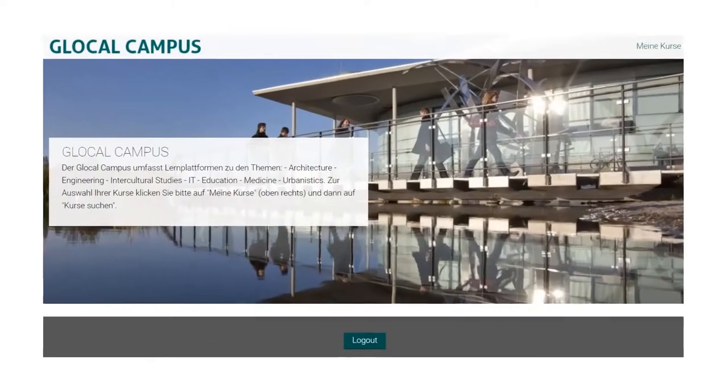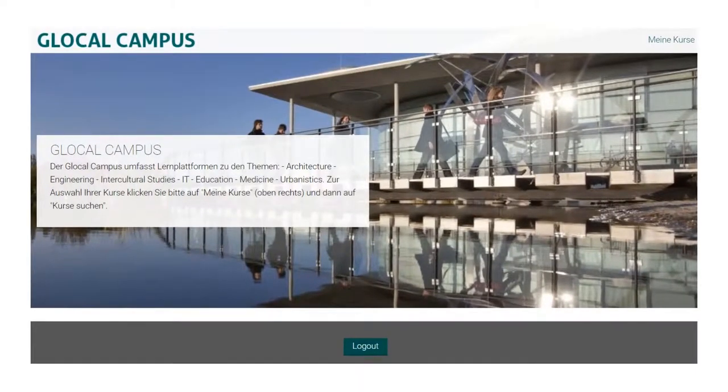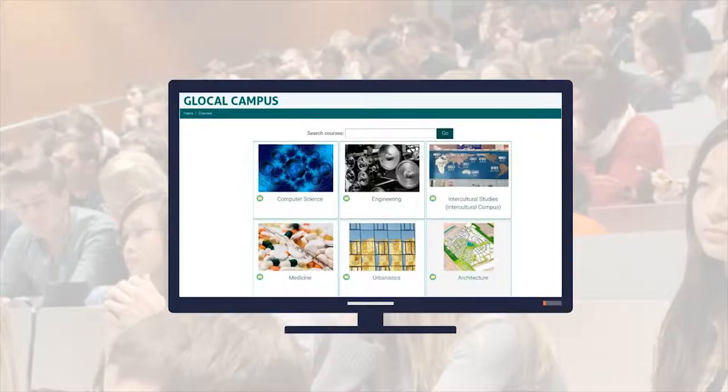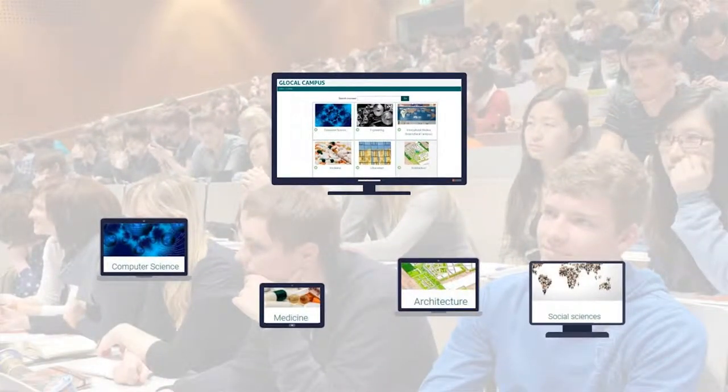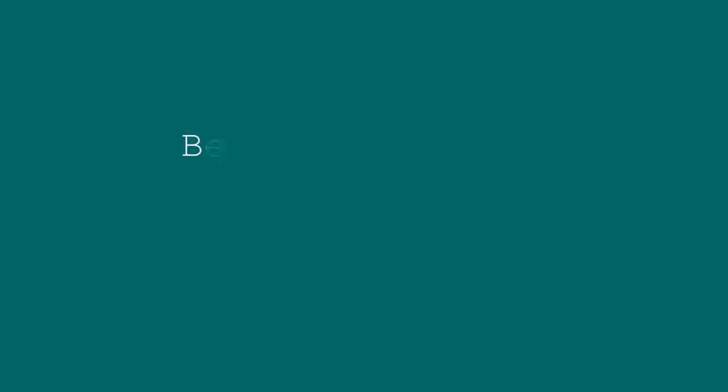The future is digital. That's why universities use virtual learning platforms like the Glocal Campus. The Glocal Campus is a digital and international university network. It enables the worldwide exchange of online resources and gives professors of universities from all over the world the opportunity to share course contents and materials with course participants.